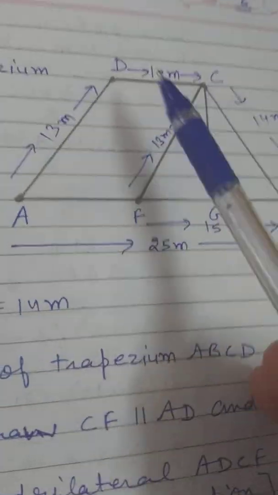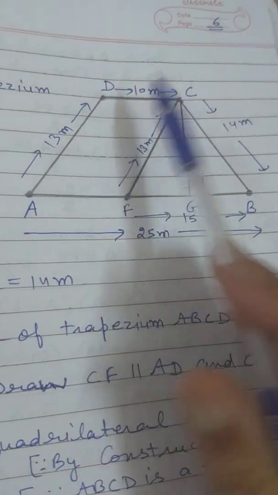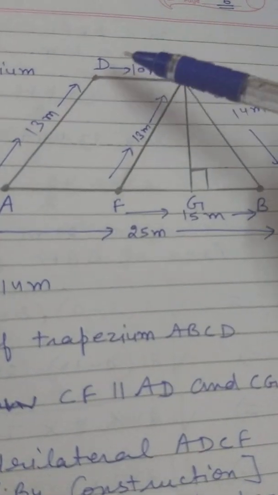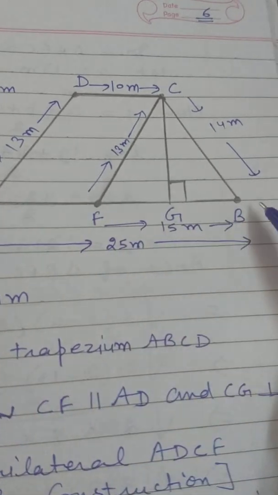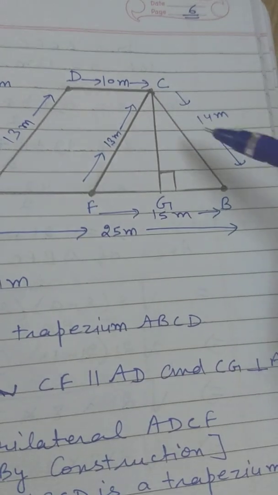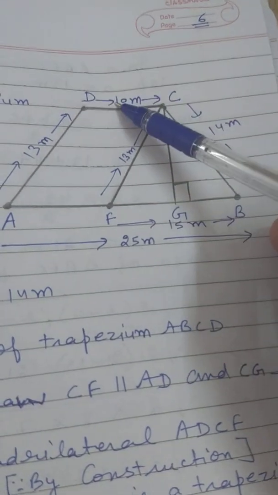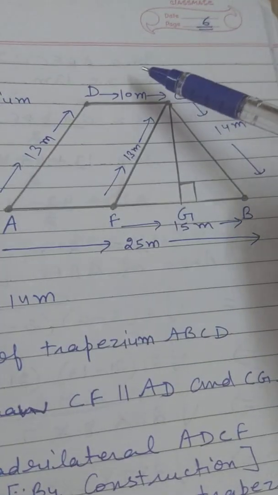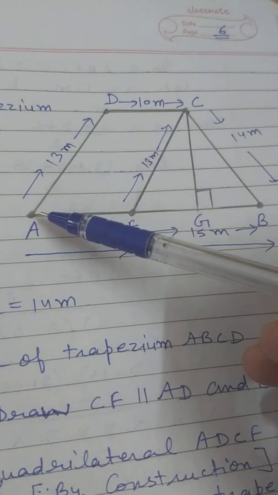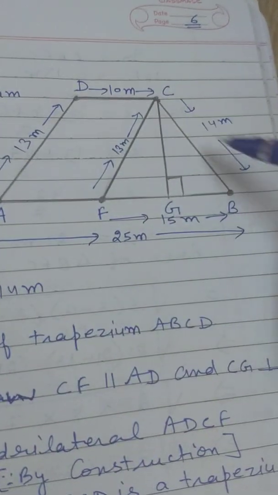Now you can see that in the diagram ABCD is a trapezium. In a trapezium, we know that 2 sides are parallel and 2 sides are non-parallel. Let DC equal to 10 meter, AB equal to 25 meter, AD equal to 13 meter, and BC equal to 14 meter. AD and BC are non-parallel sides. DC and AB are parallel sides. We are given parallel sides 10 and 25. Therefore, DC equal to 10 meter and AB equal to 25 meter. We are given non-parallel sides 13 meter and 14 meter. Therefore, AD equal to 13 meter and BC equal to 14 meter.